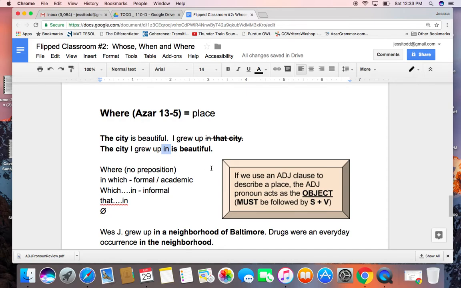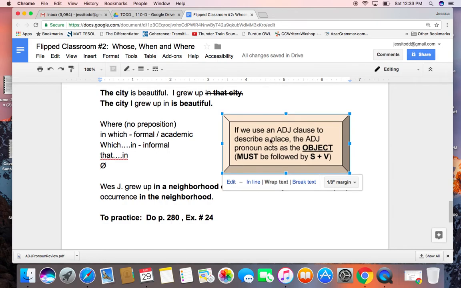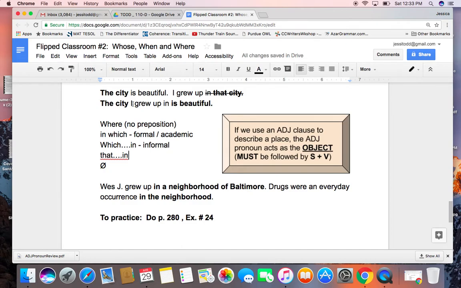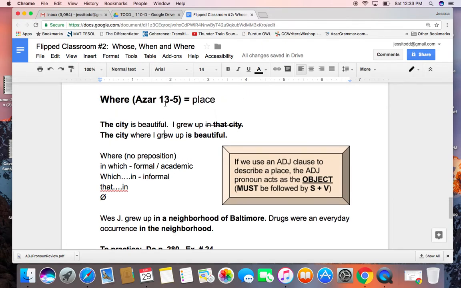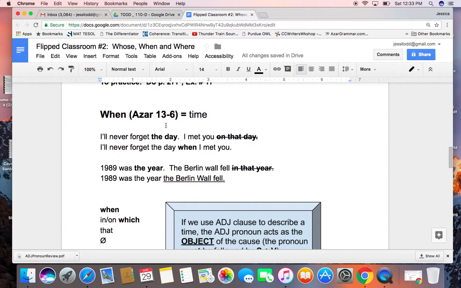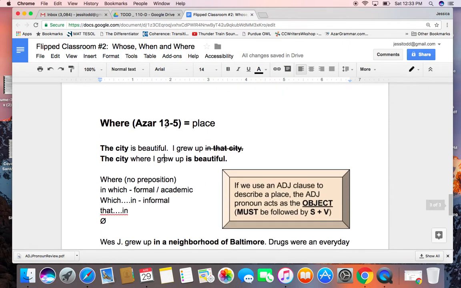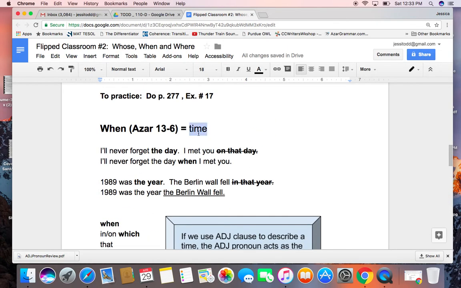Okay. So a little reminder, if we use an adjective clause to describe a place, the adjective pronoun acts as the object. It must be followed by a subject and a verb. Okay. So once again, we can see that here. We have the adjective pronoun as the object of this clause. We have the subject I, and grew up is the verb. Okay. So where and when have a lot of similarities in the way that they are constructed in a sentence. The difference is where talks about a place, and when, of course, talks about a time. Okay?